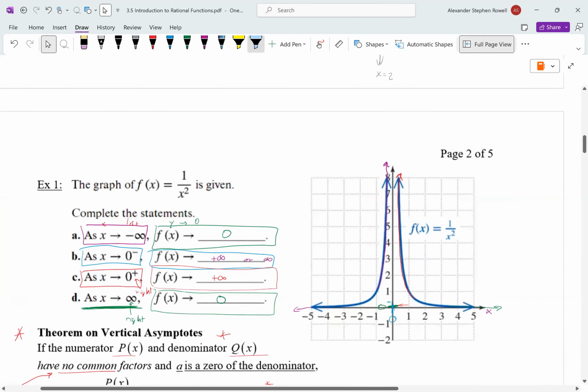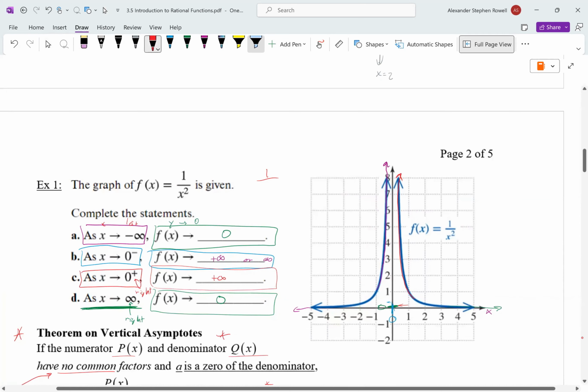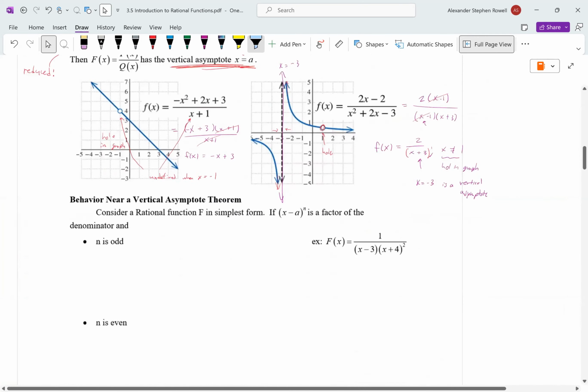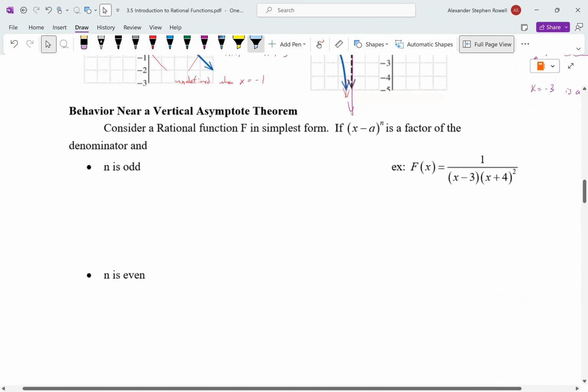Okay, this one we talked about. 1 over x minus 0 squared. As I approached 0 from the left, it went to positive infinity, and from the right, it went the same direction, positive infinity. They both went the same direction because this was even, that exponent of the factor on the denominator. That's what this theorem is saying. That rule follows.